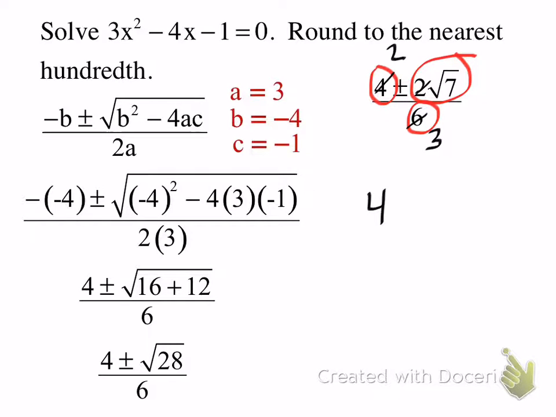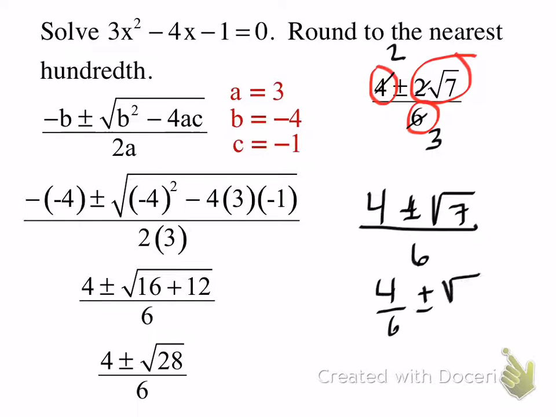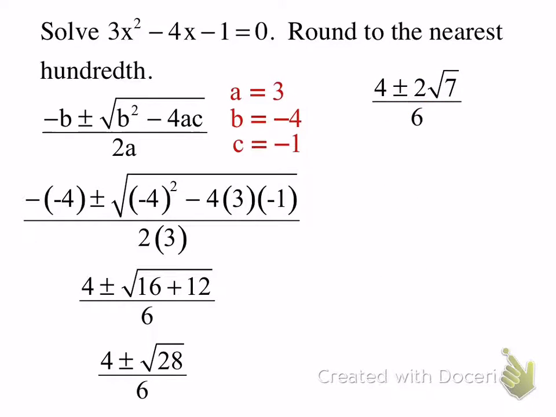If you were left with something like this, you cannot divide 2 out of all 3 terms. This really means 4 out of 6 plus or minus rad 7 over 6. Do you understand? You can only do that piece. Yes? So at the top, you can't do 4 plus 2, rad 7 over 6. Don't add 4 to 2. This is a whole term. You can't do that.